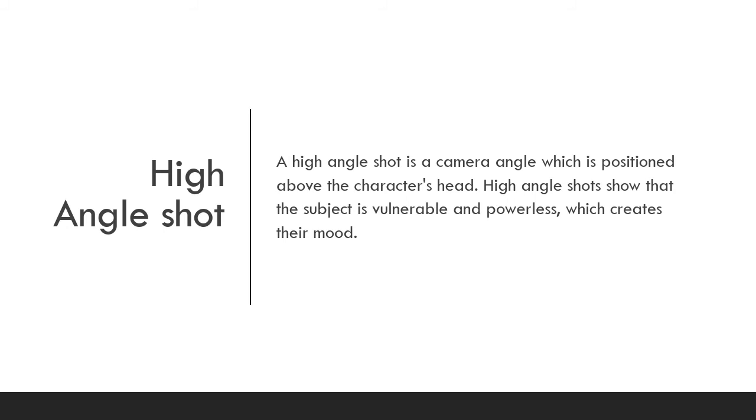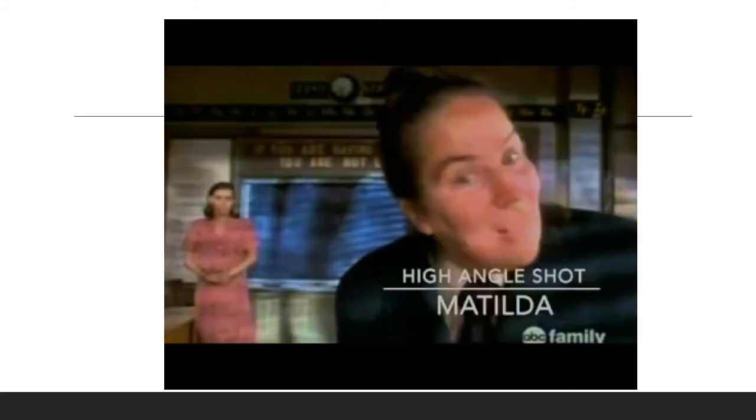A high angle shot is a camera angle which is positioned above the character's head. High angle shots show that the subject is vulnerable and powerless, which creates their mood. So it's the opposite to a low angle, basically. And this is an example.